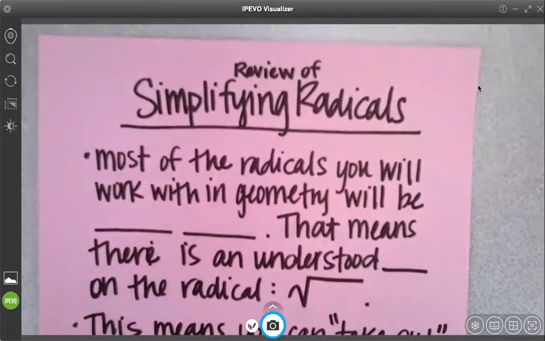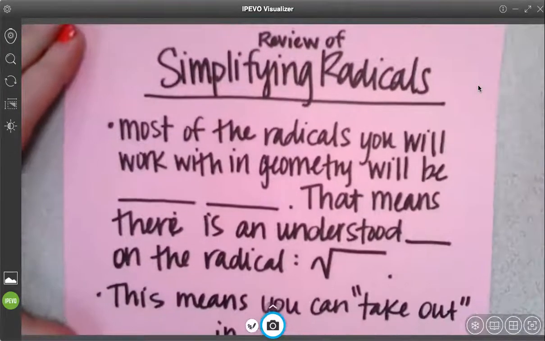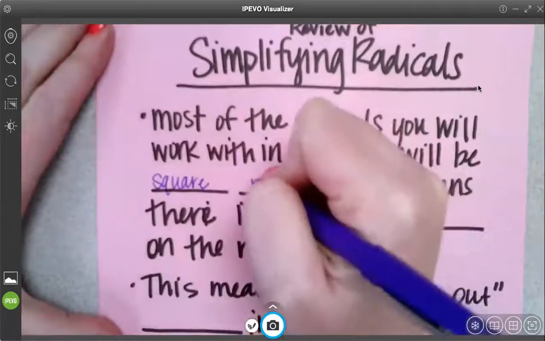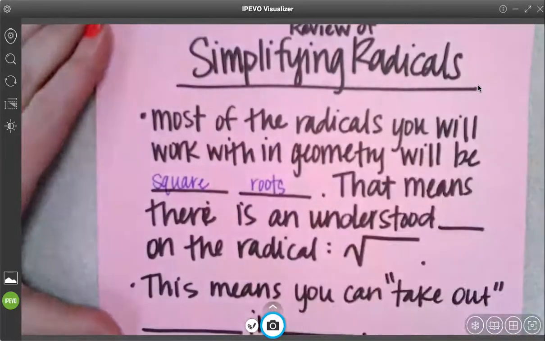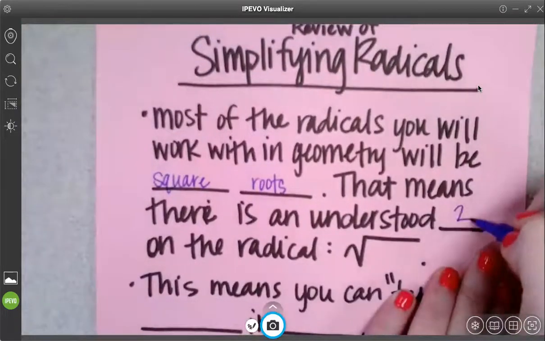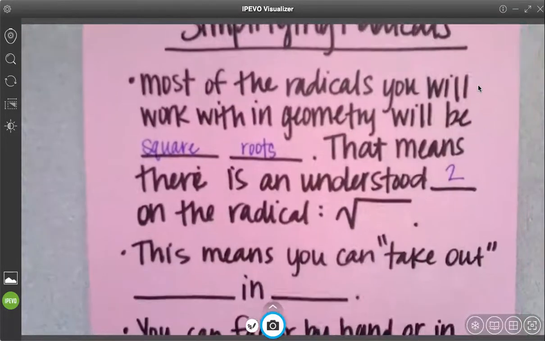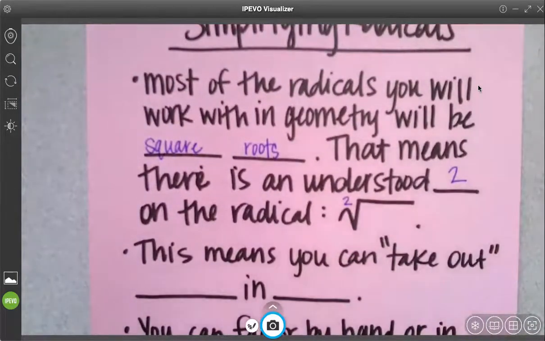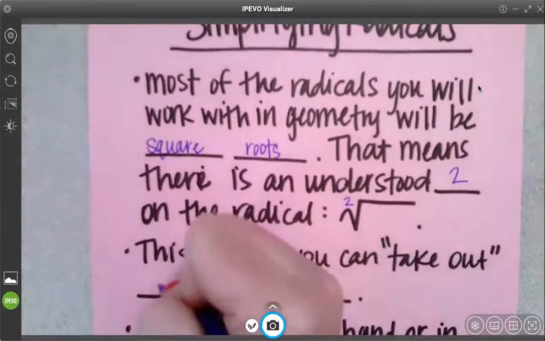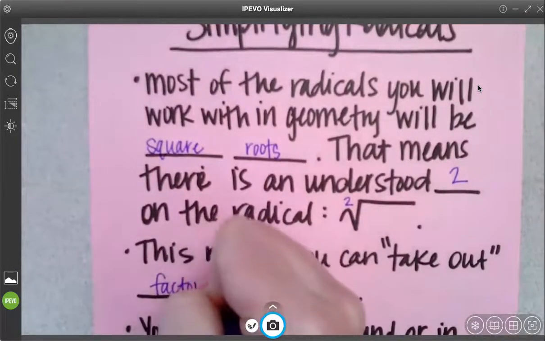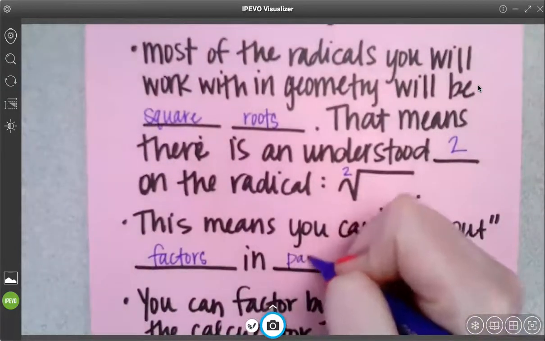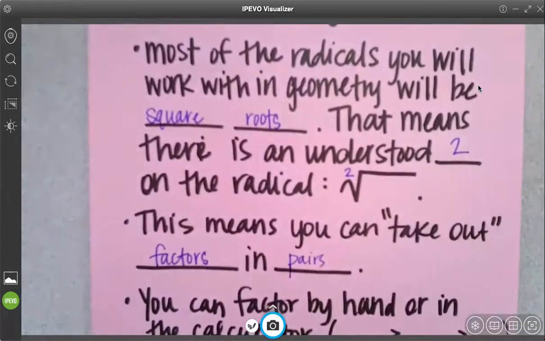So on your notes, if you'll just kind of follow along, it says most of the radicals you will work with in geometry will be square roots. That means that there is an understood 2 on the radical, and that 2 would go right here. It's called an index. What this 2 means is that you can take out factors of numbers under the radical when they happen in pairs. Factors that happen in pairs.